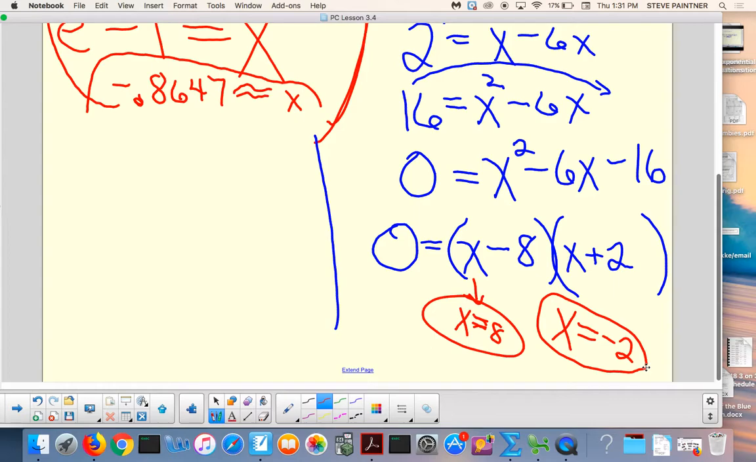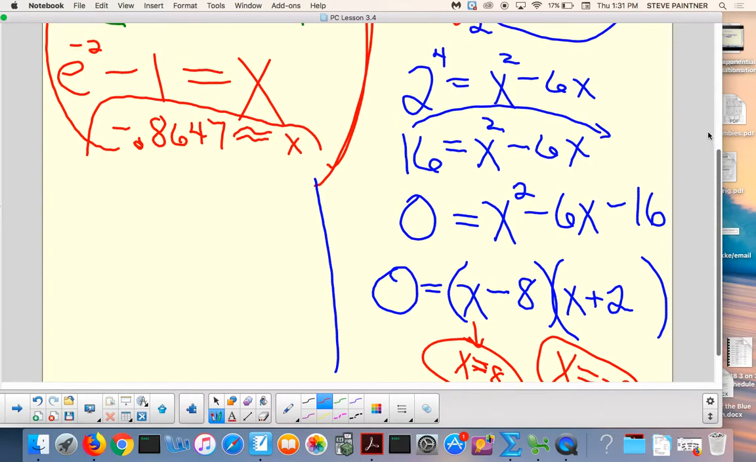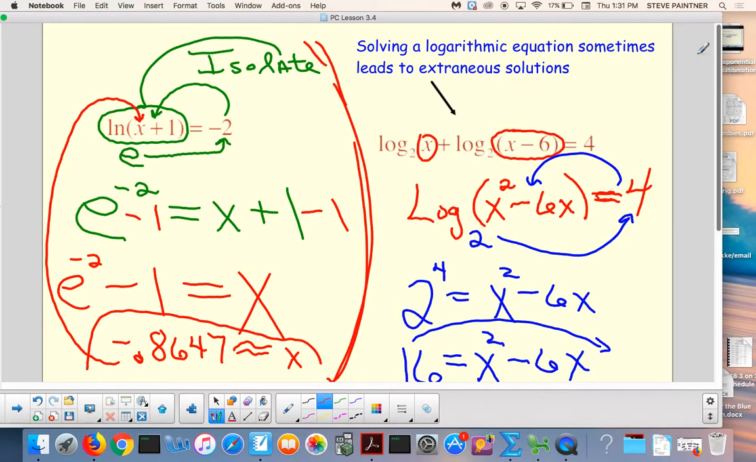Did you read the note up top? There was a little note up there, wasn't there? Yeah. Okay. Extraneous solutions. Right here. Solving log equations sometimes leads to what? Extraneous, or just call it extra solutions? So they're telling you, you might get 2 answers, but one might not work.